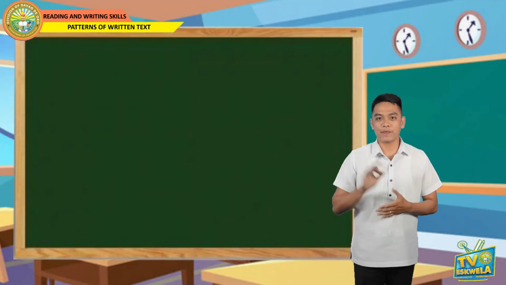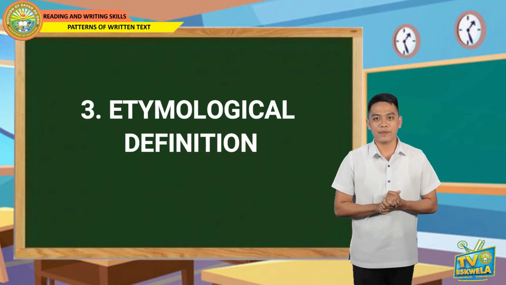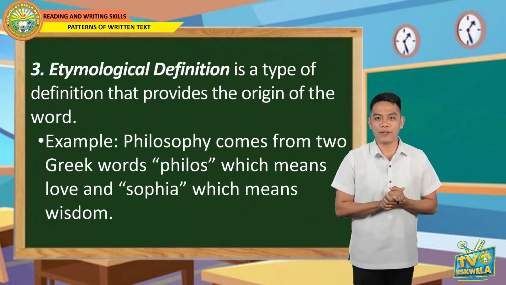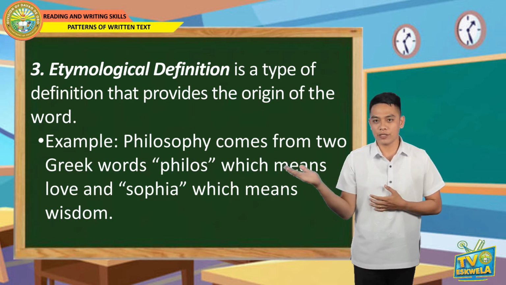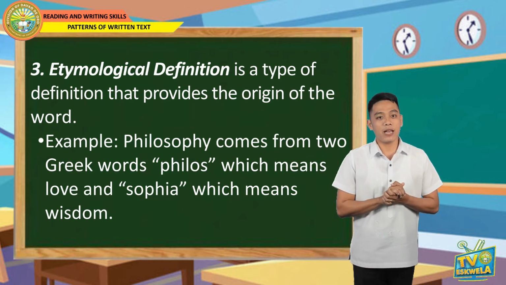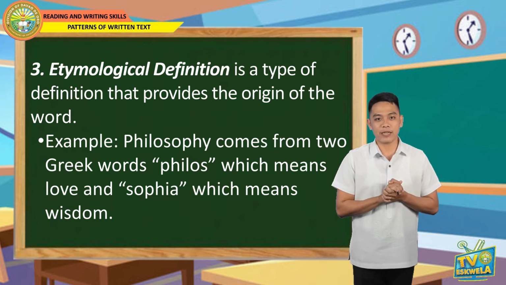Number 3. Etymological definition. Etymological definition is a type of definition that provides the origin of the word. Example: philosophy comes from the two Greek words philos, which means love, and sophia, which means wisdom.